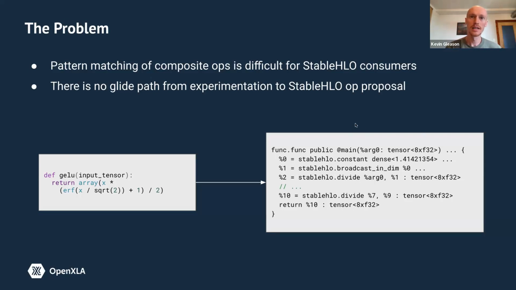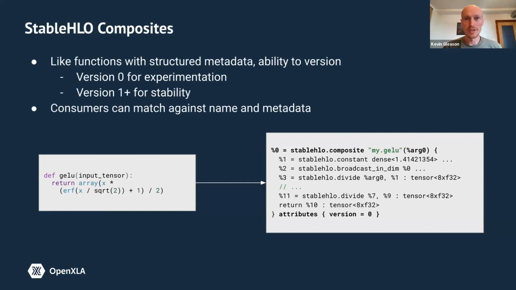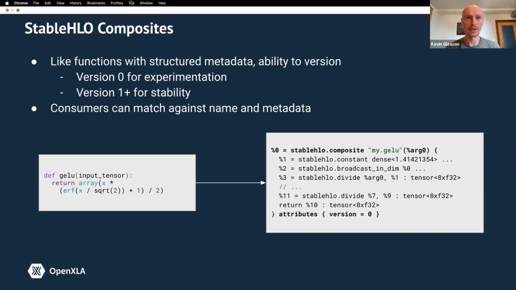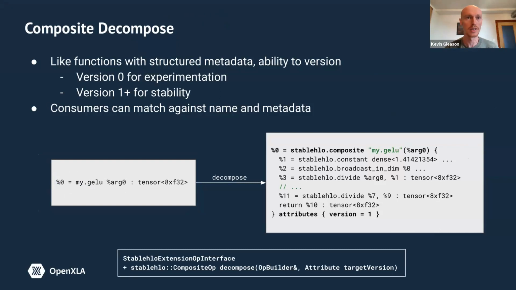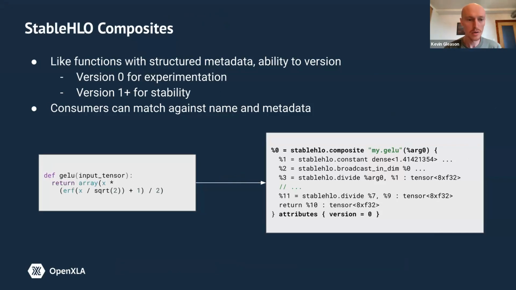Next slide. So this RFC proposes a StableHLO composite op, which we liken to a function op with some structured metadata and the ability to version. So in the example on the bottom now, you can see there's a StableHLO.composite, and it has a string name, my.gelu, where my in this case is a vendor-specific unique identifier. It's basically something that a backend can match against. We have a version number in the attributes at the bottom of that example.